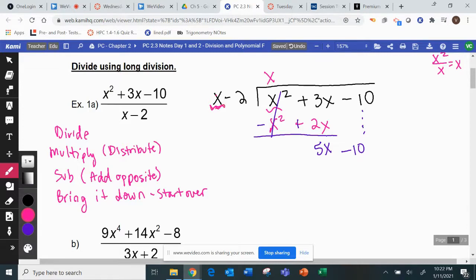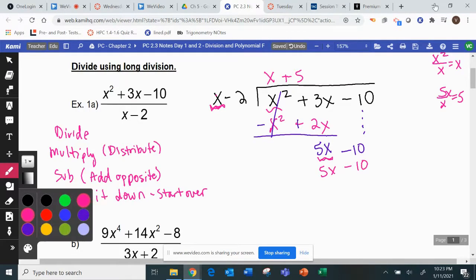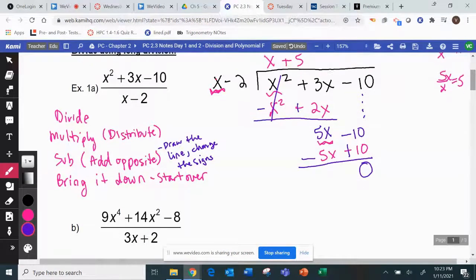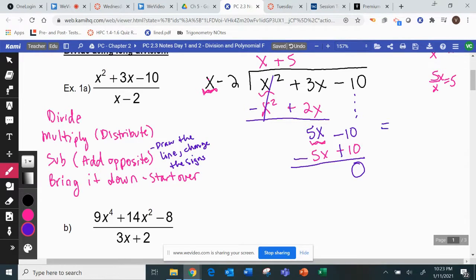Then we restart with x, and this time into 5x. So 5x divided by x is 5, which is positive, so I'm going to put plus 5 up there. Now I'm going to multiply, which is distributing the 5 to the x and the minus 2. So I get 5x minus 10, which is nice to see because our next step is to subtract: draw the line, change the signs. When I add, we get zero. So we divided by long division. Our quotient, which is our answer to the division problem, is x plus 5.